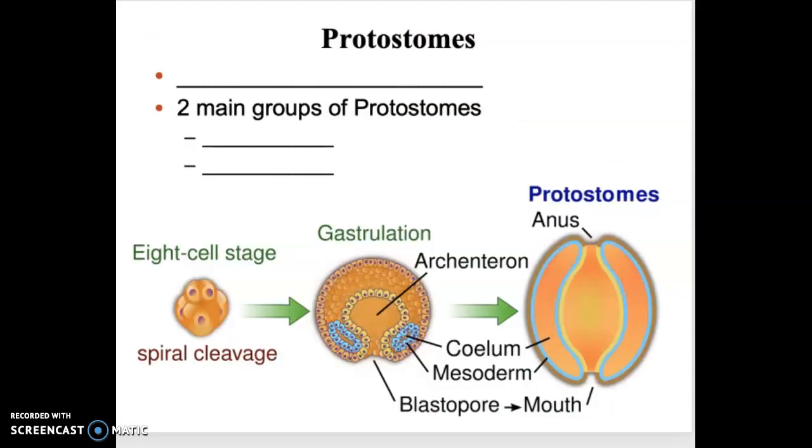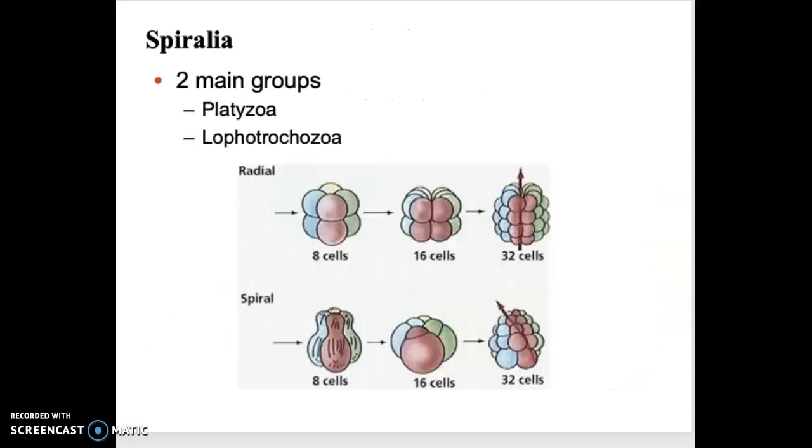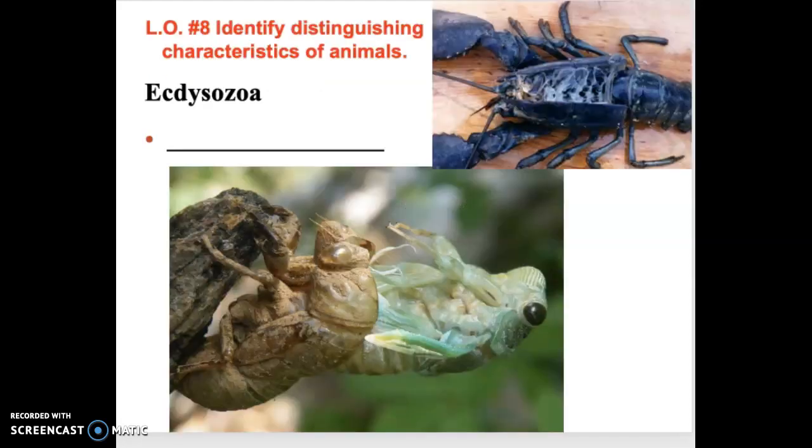Fill it out. What is the key feature to identify something as a protostome? You guys should have this in your memory banks. If not, get it in there. What are the two main groups of protostomes out there? Again, go back to the lecture about protostomes. Two main groups there: Spiralia. Within Spiralia, we have Platyzoa, Lophotrochozoa, and then the other key group, parallel to Spiralia, the Ecdysozoa. What is the identifying feature of Ecdysozoa?